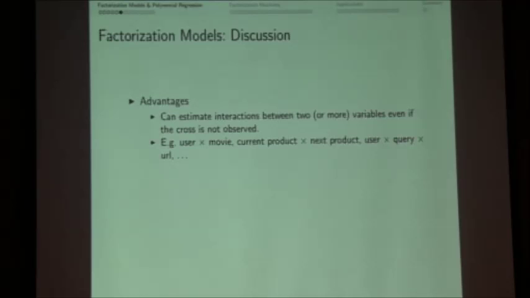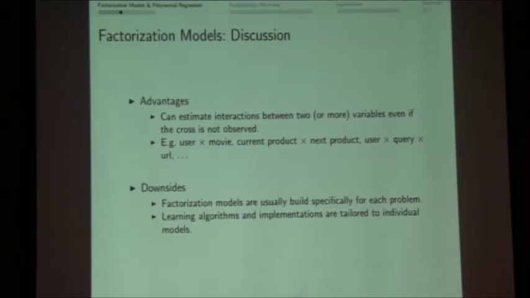So, for example, all the users that you have, all the movies, all the websites, and so on. So between two very large variables. Okay, and the downside of factorization models is, I mean, typically they work pretty well, and they achieve in many competitive settings very good prediction quality.